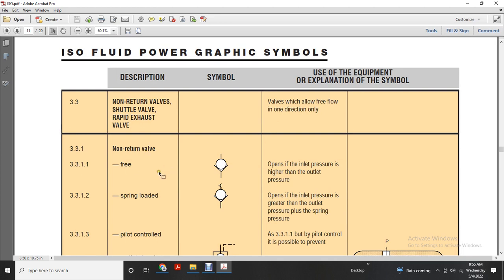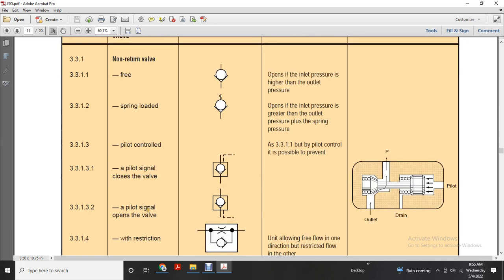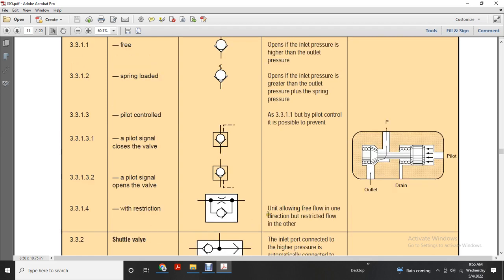Non-return valve, free. Opens when inlet pressure is higher than outlet. Spring loaded: opens when inlet pressure is greater than outlet pressure plus the signal pressure. Pilot control possible: the pilot signal prevents the valve from closing. Pilot close: closes the open valve. With a restriction: unit allowing free flow in one direction and restricted flow in the other.